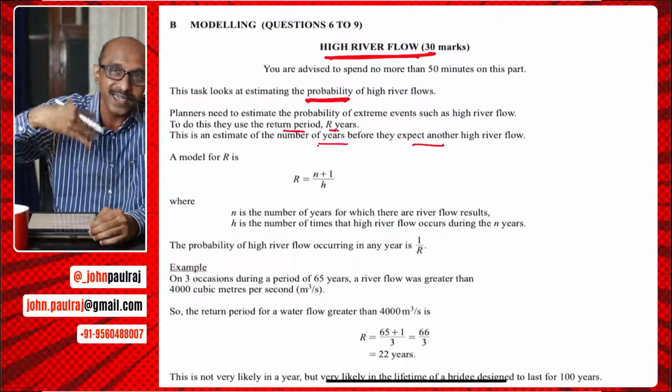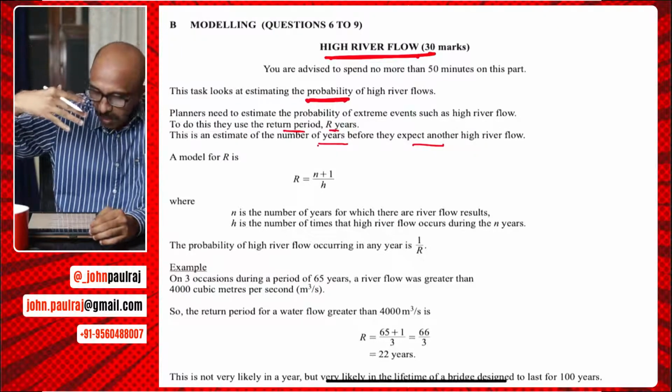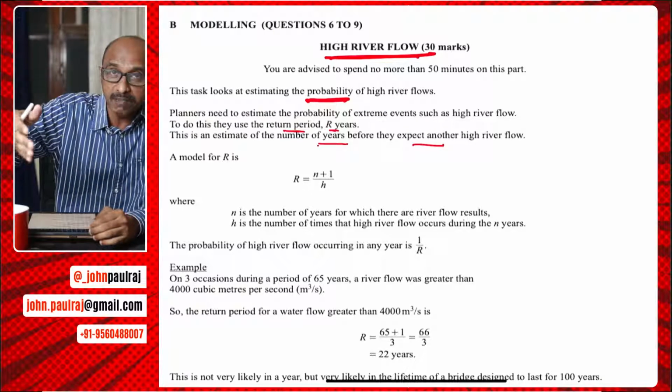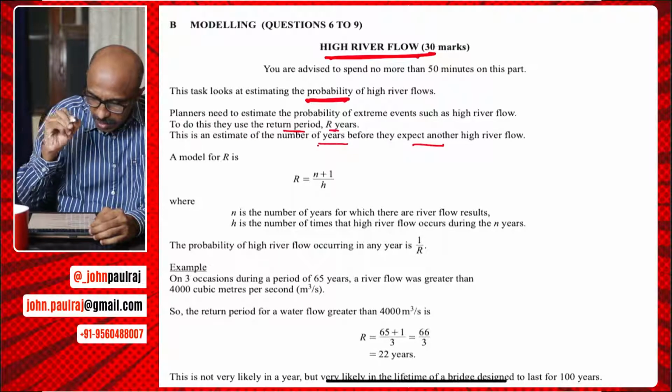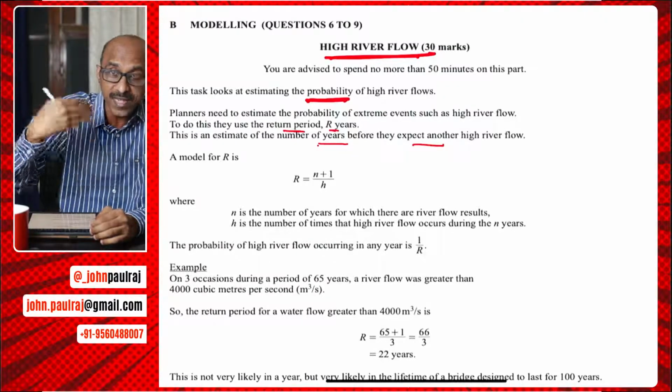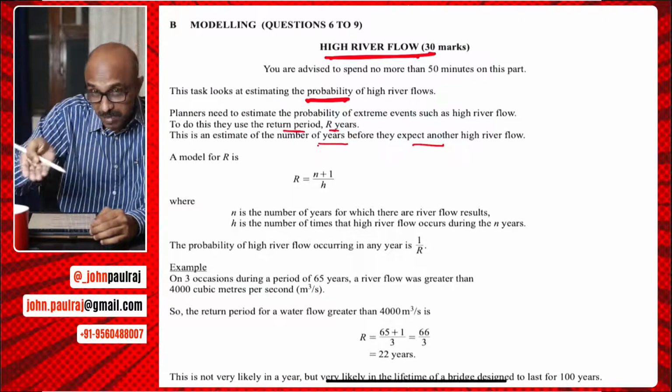Basically, if there's a high tide or a high river flow, this is the way to estimate when the next one is going to be. Obviously they are accumulating data, and that capital R is the return period, which gives an estimate of when they're going to expect something similar next.